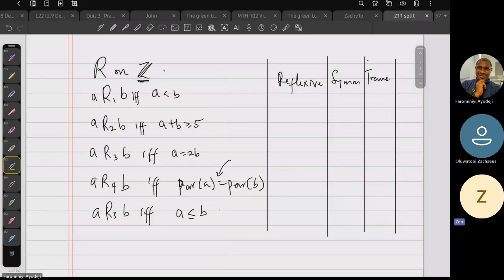Because you're having two different things that are related to each other. No, just one for every element. So A must be related to A for all A in the set. That is when we say that R is reflexive.